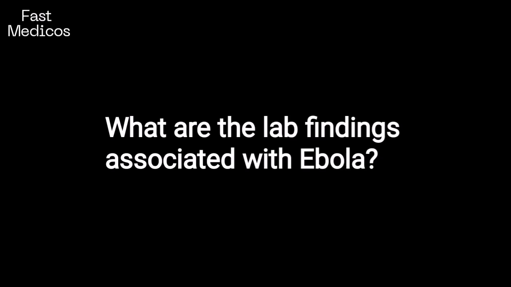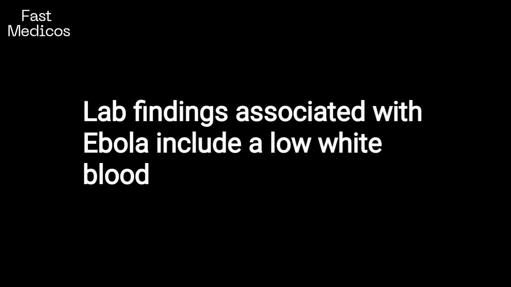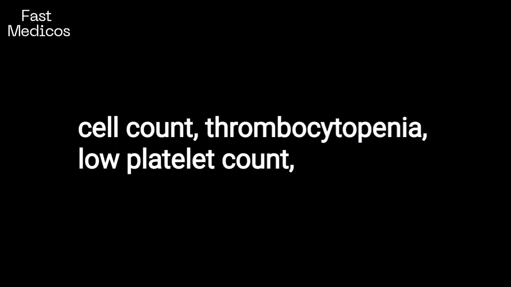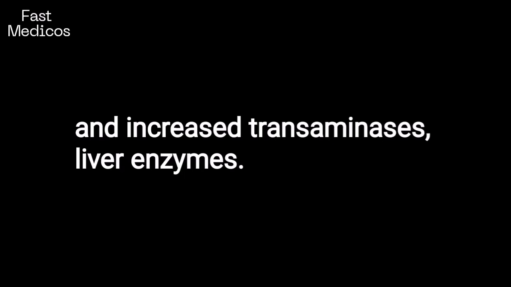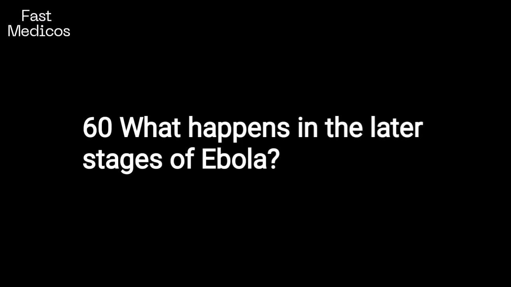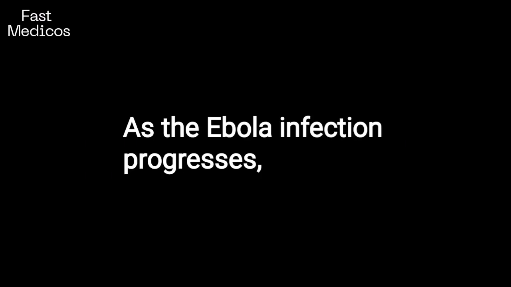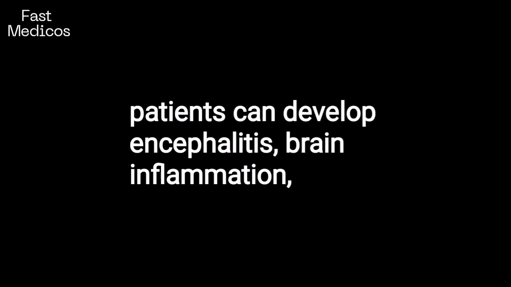59. What are the lab findings associated with Ebola? Lab findings associated with Ebola include a low white blood cell count, WBC, thrombocytopenia, low platelet count, and increased transaminases, liver enzymes. 60. What happens in the later stages of Ebola? As the Ebola infection progresses, patients can develop encephalitis, brain inflammation, followed by hypovolemic shock and death.